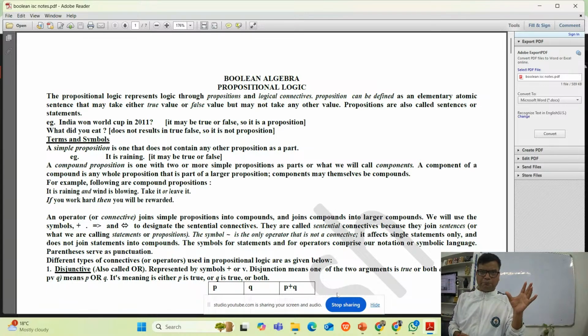India won the Champions Trophy. It's a true statement. So such a statement which returns either true or false, उसको हम proposition कहते हैं. Proposition दो तरह का होता है, simple proposition and compound proposition. Simple proposition एक single statement होता है और compound proposition एक से ज्यादा statement होता है. So simple proposition is one that does not contain any other proposition. और कंपाउंड प्रोपोजिशन में क्या होता है?